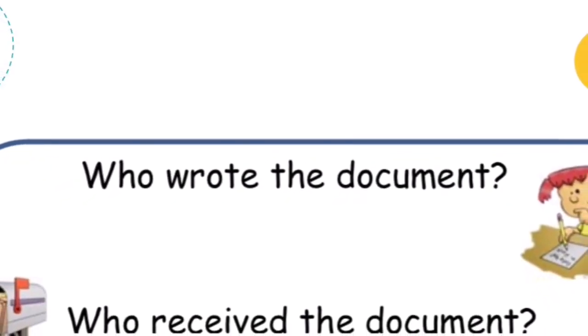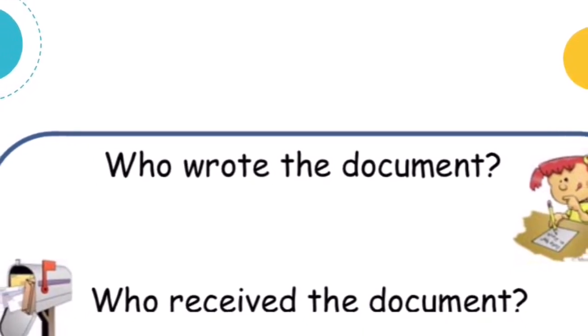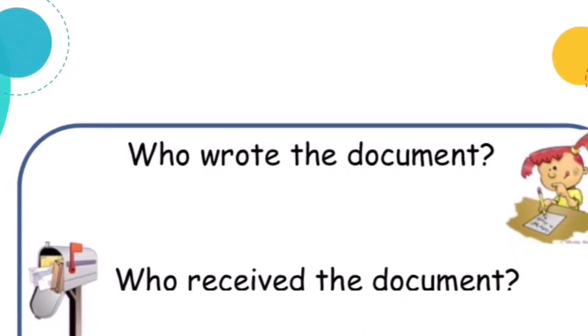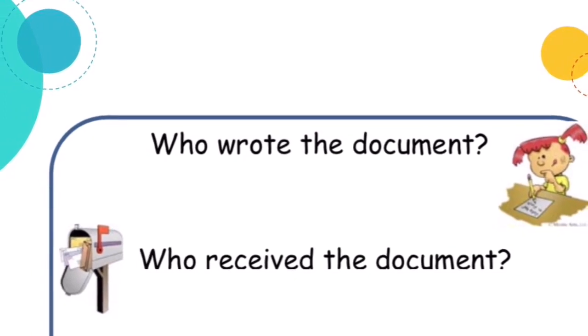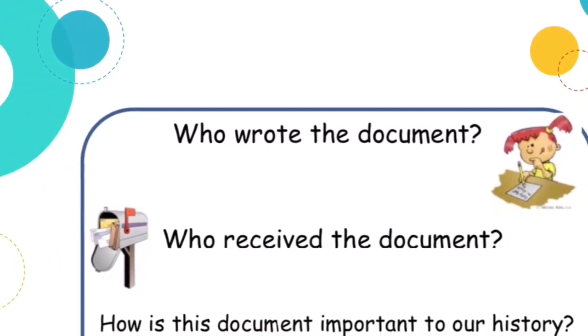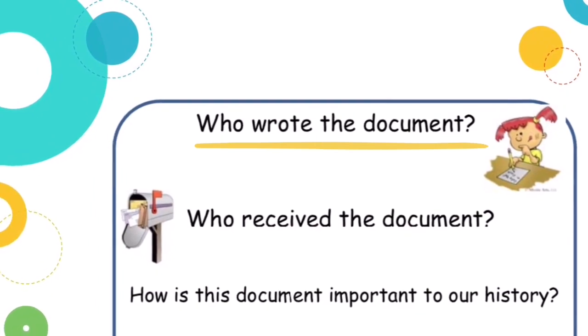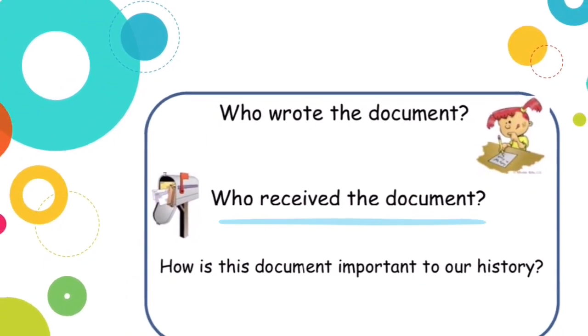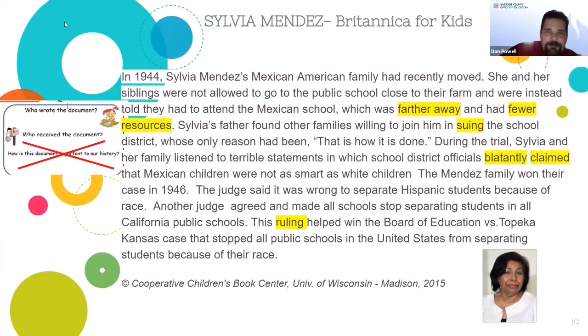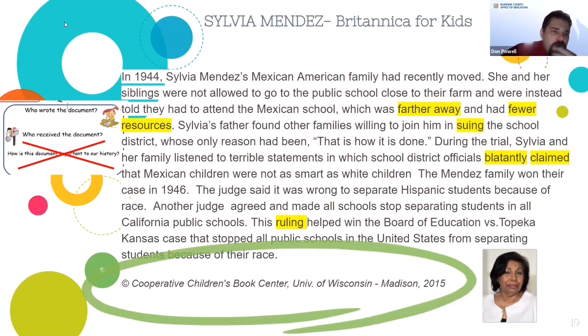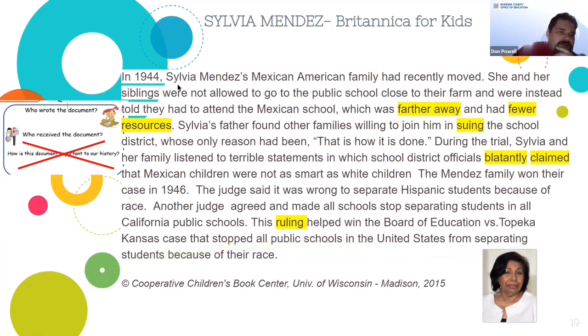I'm going to tackle these next two questions. Who wrote the document? Who received the document? And I put an X through "how is this document important to our history," because we're going to come back to that. To me, it's the most important question that we're going to talk about today. So I want to tackle the easier questions first. When we take a look at this, we know that it's on Britannica for Kids, and there's this copyright. So somebody from the Cooperative Children's Book Center wrote this, but who did they write it for? And who is getting this information, and where is it?